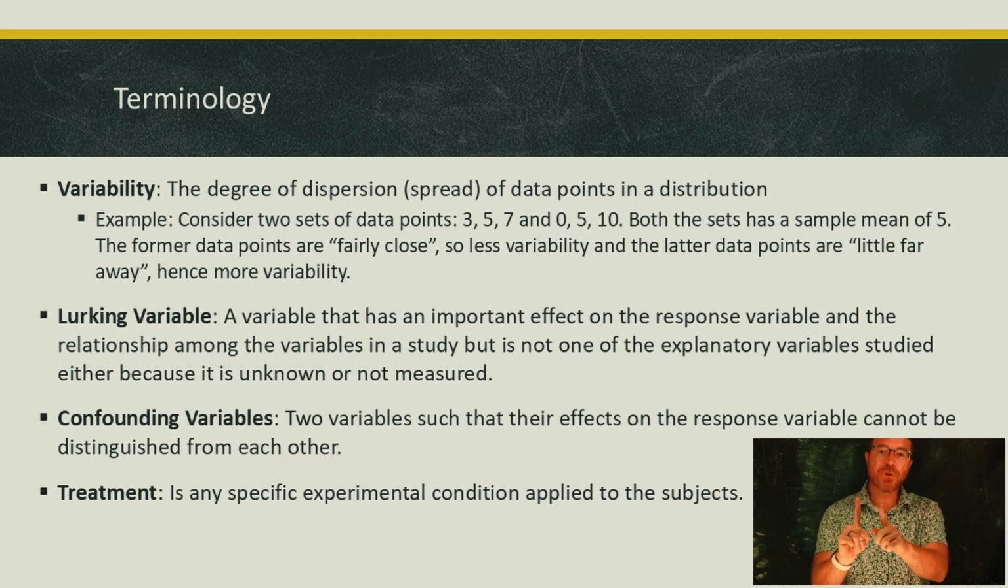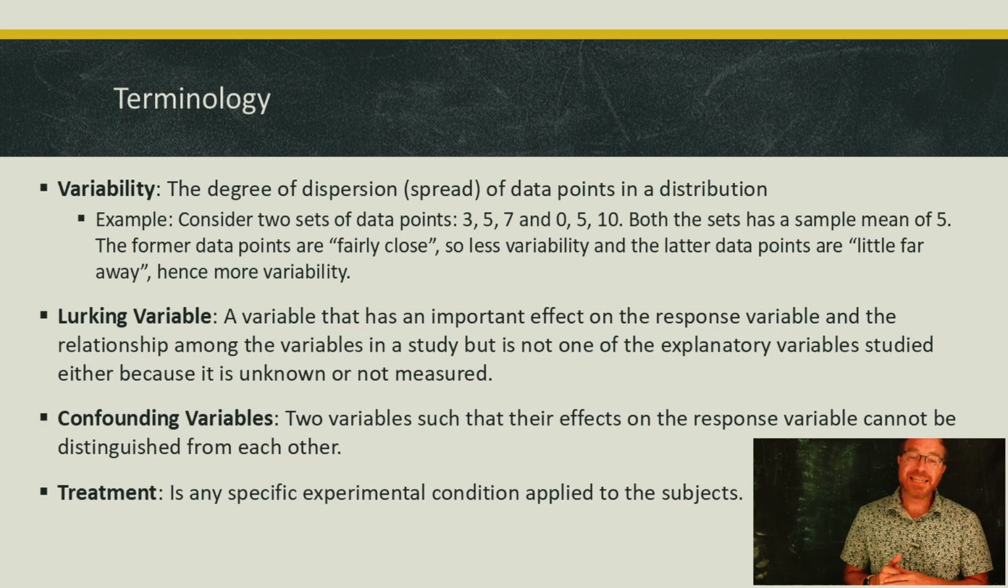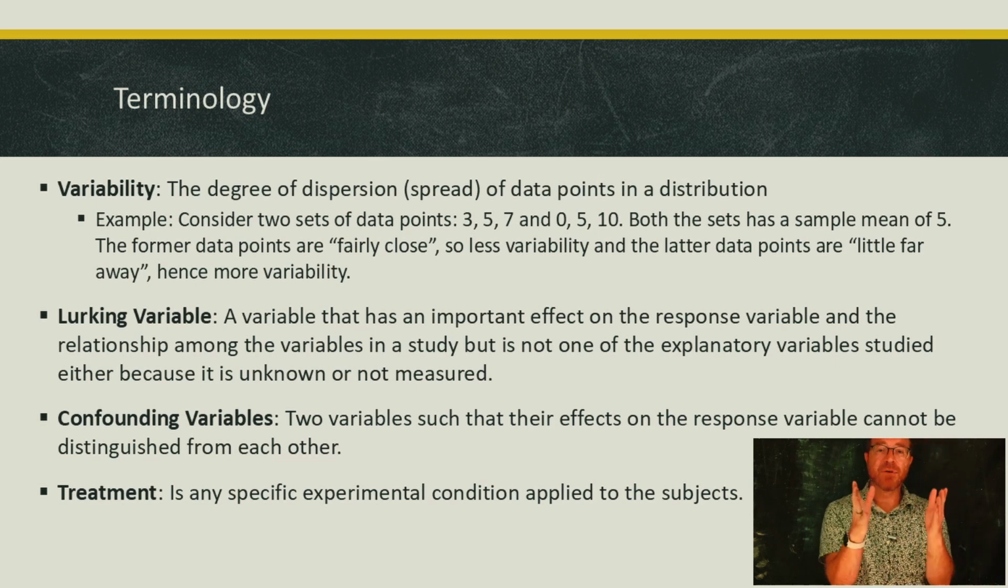But if you look at that first group, it's centered at 5, it only goes to the left 2 in both directions. 3 is 2 less than 5, 7 is 2 more than 5. If you look at the second set of data, 0 and 10, they're both 5 away from 5. So the second group has more variability. It varies more, it's more spread out.